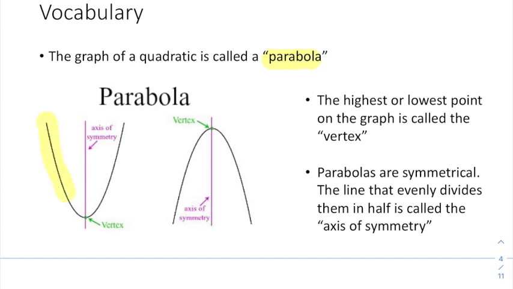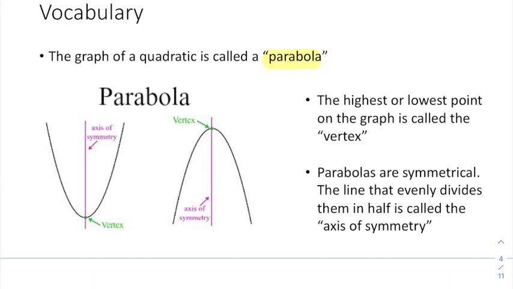A parabola can either open up, as you see in the first graph here, or down, as you see in the second graph. Another important vocabulary term is the vertex of a graph. The vertex is either the highest or lowest point on the graph, depending on how it's opening up or down. The vertex is specifically this point where the graph changes directions.